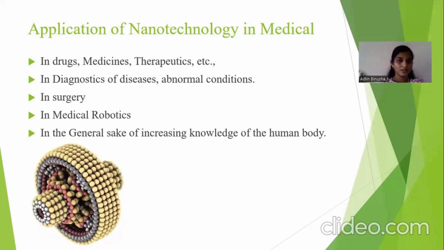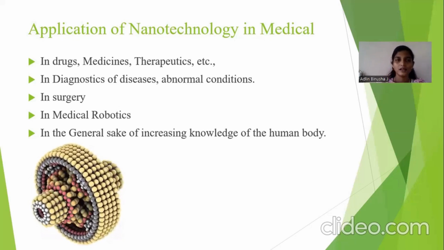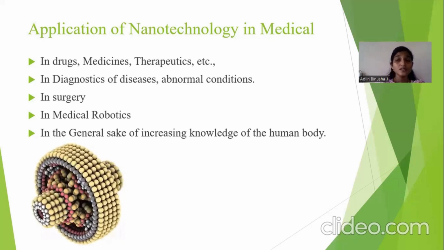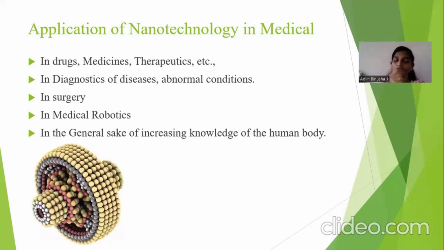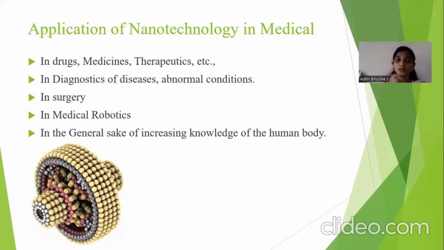In medical robotics, very small size robots are also introduced now, which are inserted into our human body for diagnosing something, giving some drug to a particular cell, or removing some particular cell. These medical robots can detect a single cell. It's very, very small, which is not possible to see with our naked eyes, but these medical robots are very good at injecting drugs into a particular cell.